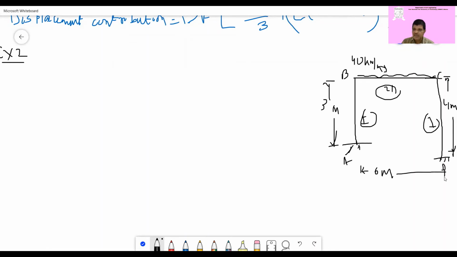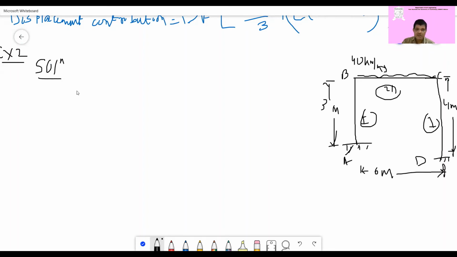So this is the data for which we have to calculate the frame ABCD. Now for this we have to develop the problem. This is a sway problem because the heights are different, everything remaining the same. The height is 3 meters here and 4 meters here. So for this we have to draw the solution.